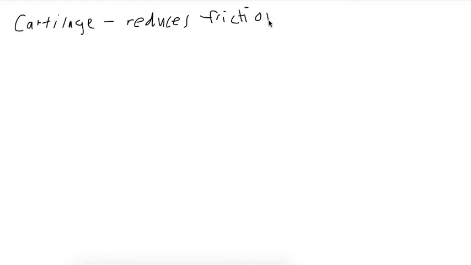So in this video, I'll basically be going through some of the key definitions for bones and muscles. So the first definition we're going to look at is for cartilage. And cartilage reduces friction and absorbs compression.